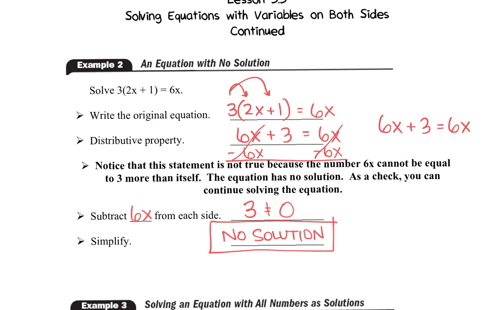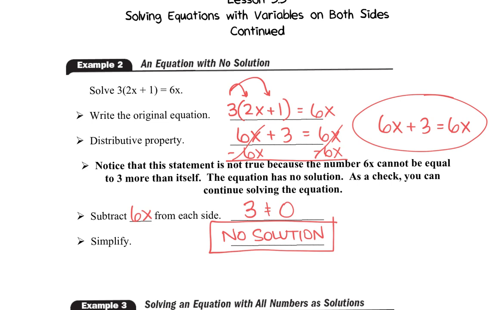The other way is when we go back to this step up here where we have the 6x plus 3 equals 6x, whenever you have identical variable parts that are on different sides of the equal sign, you've got a problem. It could be that one's 6x and one's negative 6x. That's okay, but if they are exactly the same, so like here we have 6x and 6x on different sides of the equal sign, that's when there is no solution.